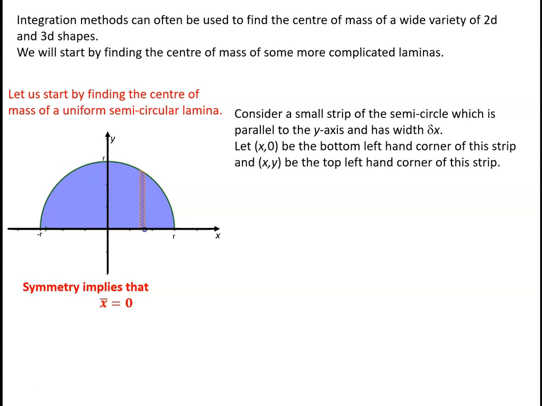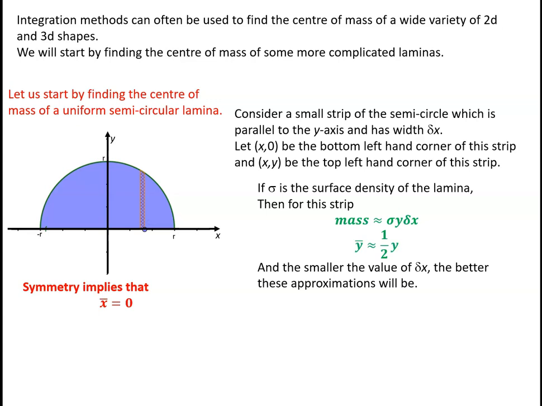Now, to find the y value of the centre of mass, what we're going to start off by doing is considering a small strip of the semicircle which is parallel to the y-axis and has width delta x, and we'll let the point x, 0 be the left-hand corner of this strip, and the point x, y be the top left-hand corner of this strip.